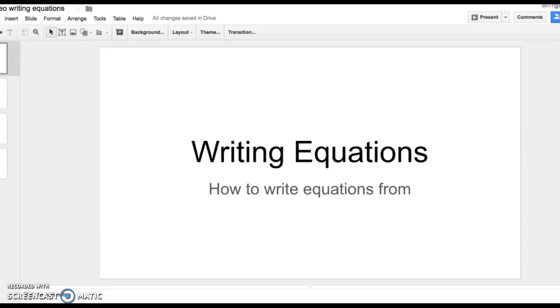Hi class, we're writing equations. More specifically, we're writing equations of linear relationships based on tables, graphs, and then 2 points.